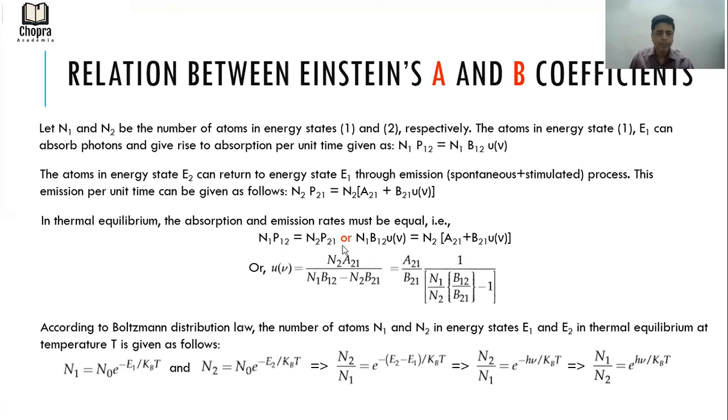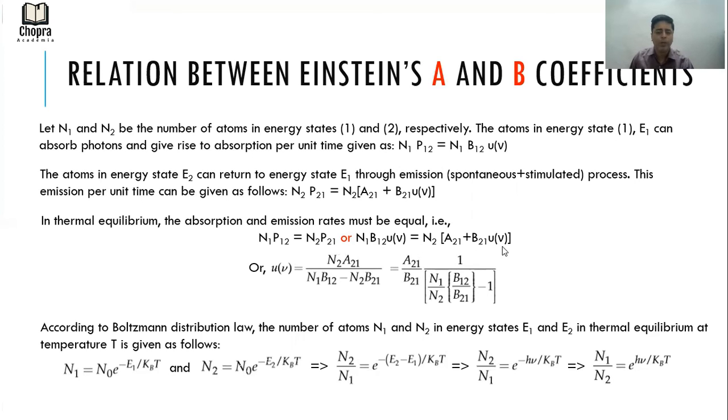Now in thermal equilibrium, both the rates of absorption and emission will be the same. So we equate these two. N1P12 is equal to N2P21, or N1B12 U nu is equal to N2 times A21 plus B21 U nu. So we rearrange and we get the energy density U nu to be A21 by B21 times 1 by (N1 by N2 times B12 by B21 minus 1). Now we have to substitute for N1 by N2.